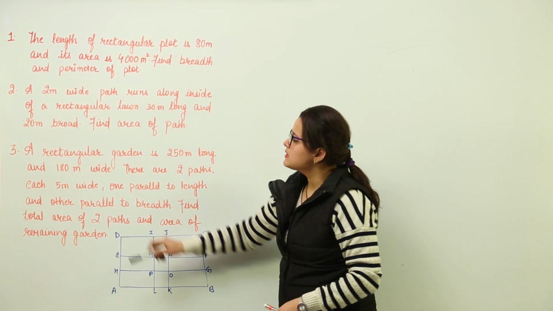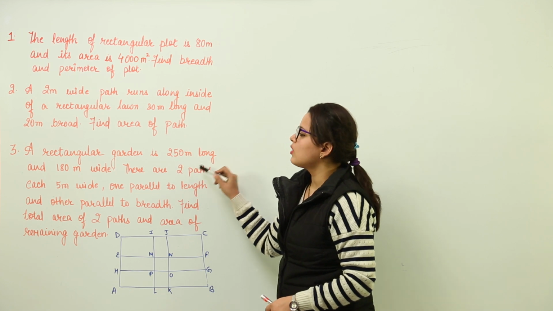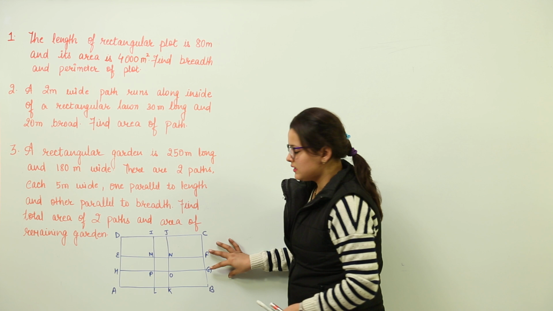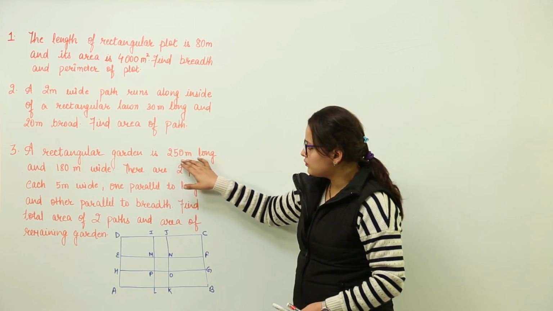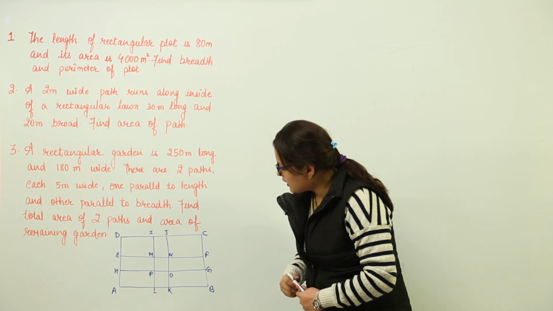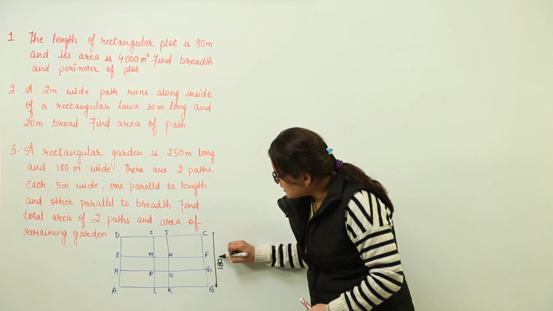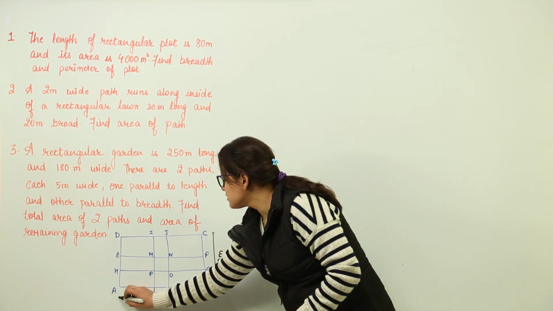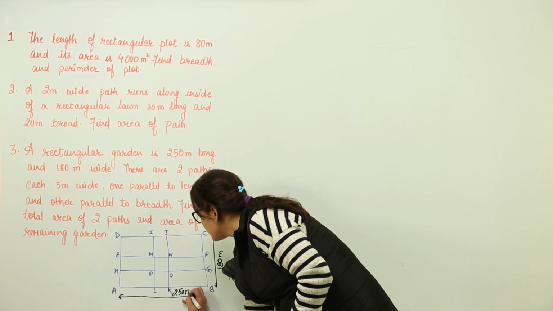The next question is, we have a rectangular garden which is 250 meters long and 180 meters wide. Now I have represented that in this shape. We have the rectangular garden as having length of 250 and width 180. So we write here the measurements. The width is 180 meters and the length has been given to us as 250 meters. So we'll write 250 meters over here.